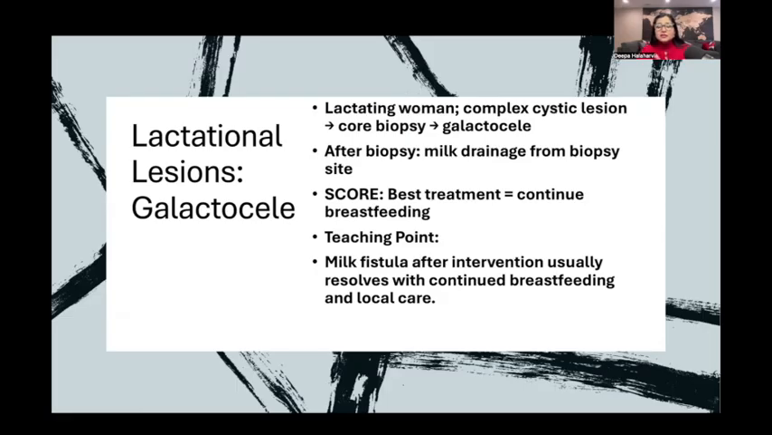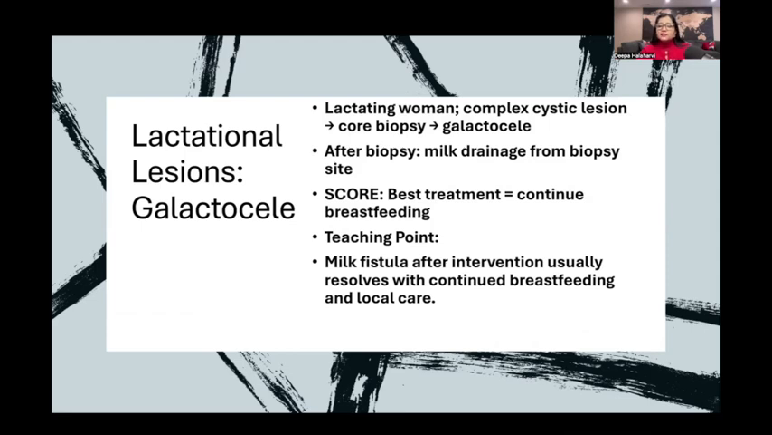In lactating women, galactoceles are most commonly seen, and usually they present as a complex cystic lesion. They get a biopsy, and it's found to be a galactocele. There can be milk drainage from the biopsy site, but it's okay. You really want to continue breastfeeding.